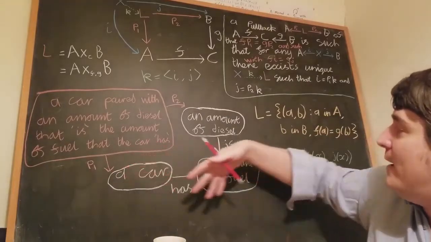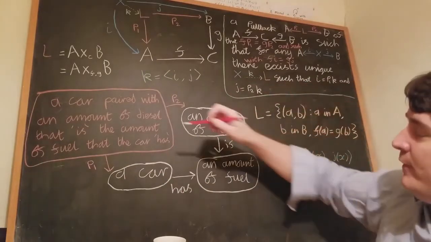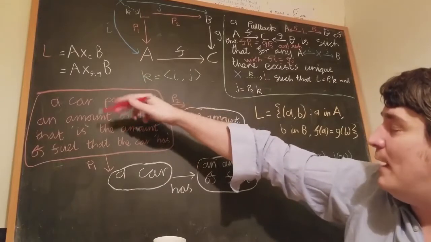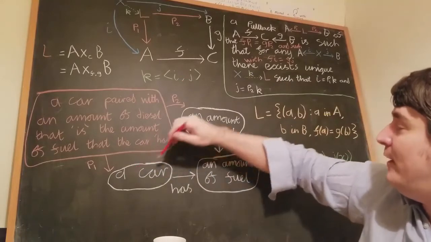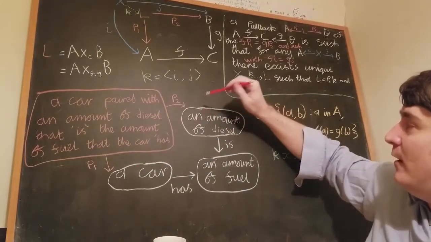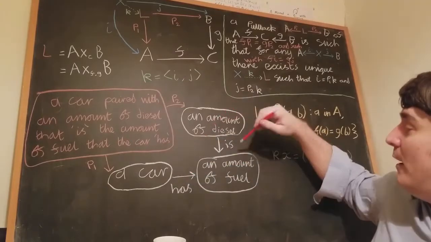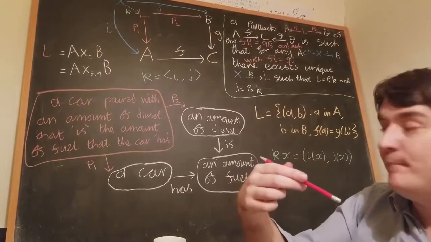So all we do then is we just use this new kind of object in our pullback. This top left corner is just the set of pairs of something from this set paired with something from this set, such that doing this function on the first entry in the pair gives the same result as doing this function on the second entry in the pair.